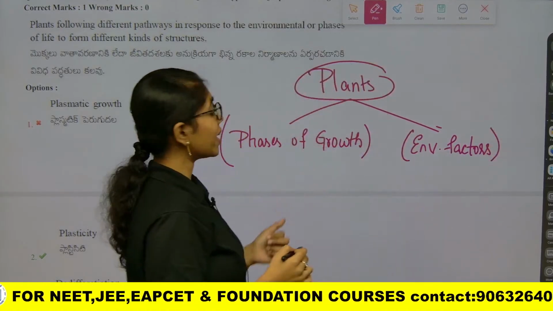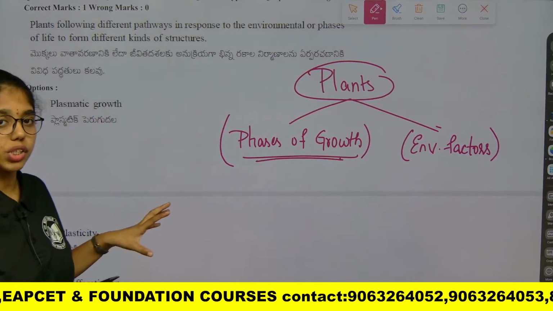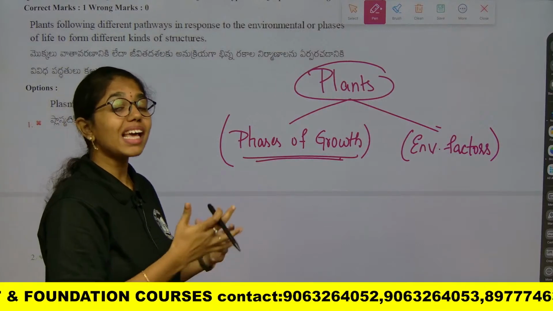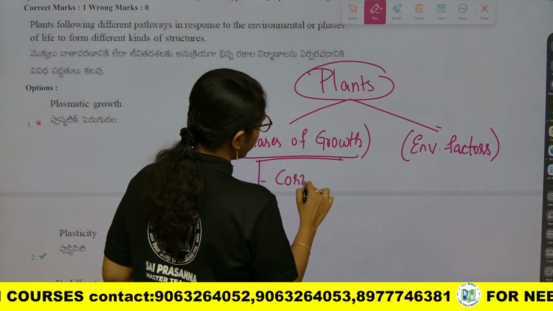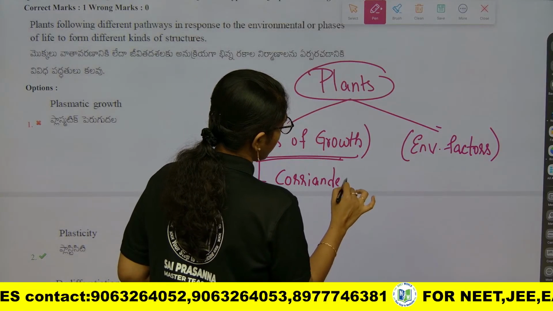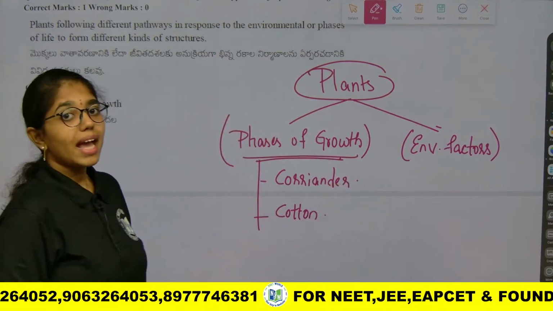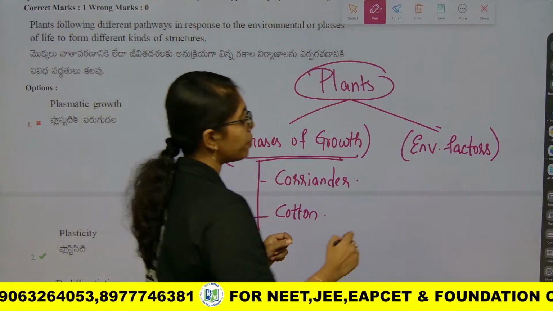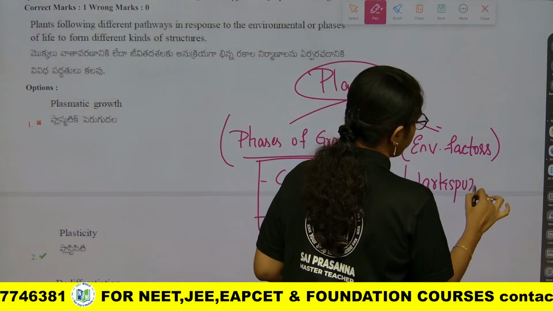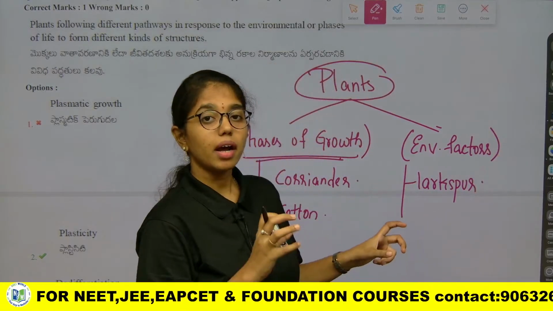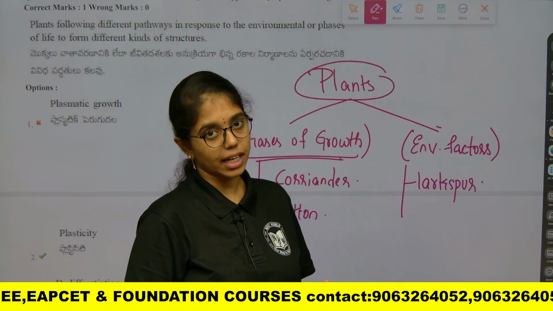If it is with respect to phases of growth, at the juvenile phase one leaf structure is seen, and at the mature phase another leaf structure is seen. The best examples for this are coriander and cotton. Based on environmental factors, the best example is larkspur, wherein larkspur grows differently in the aquatic habitat and differently in the terrestrial habitat.